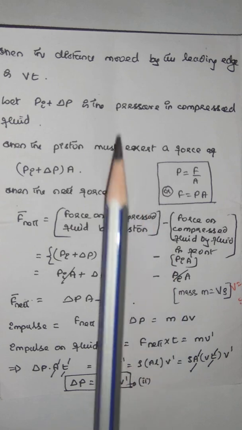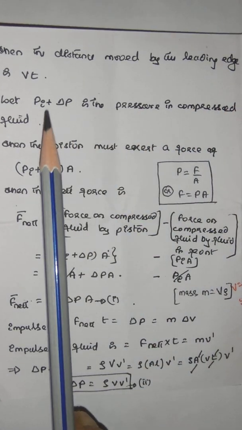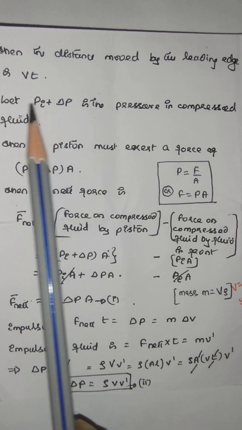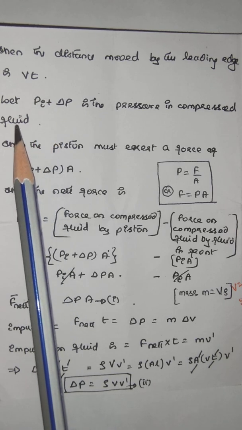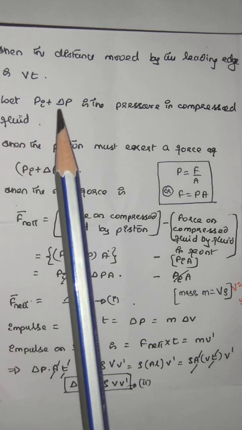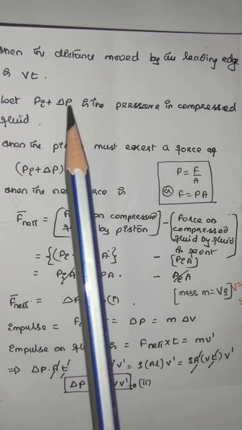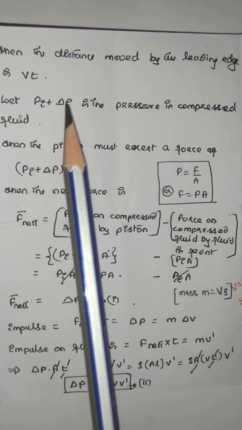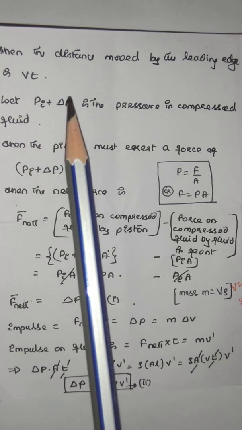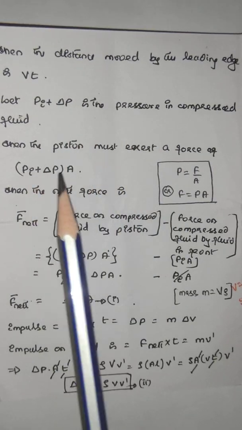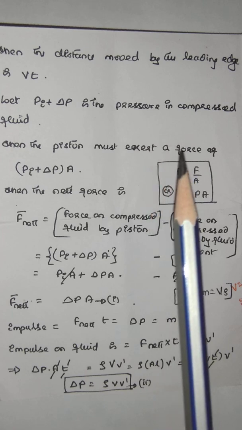Then what is the distance moved by the leading edge? The distance moved by the leading edge is V into t, that is velocity into time. Then what is the change in pressure? The pressure becomes Pi plus delta P, where delta P is the change in pressure and Pi is the initial pressure. Therefore Pi plus delta P is the pressure in the compressed fluid.